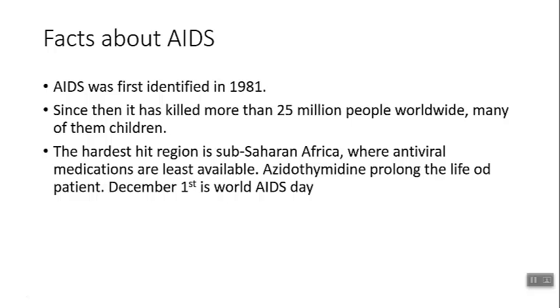All right, facts about AIDS. AIDS was first identified in 1981, and since then it has killed almost 25 million people worldwide, and many of them are children. The hardest hit region is sub-Saharan Africa. Of course, there are antiviral medications which prolong life, but however there is no concrete medicine available for this virus.